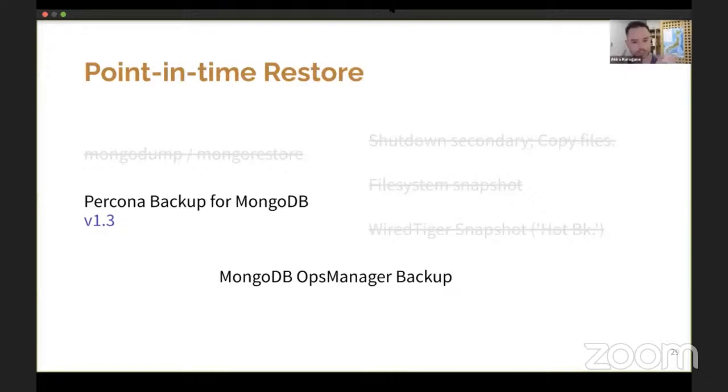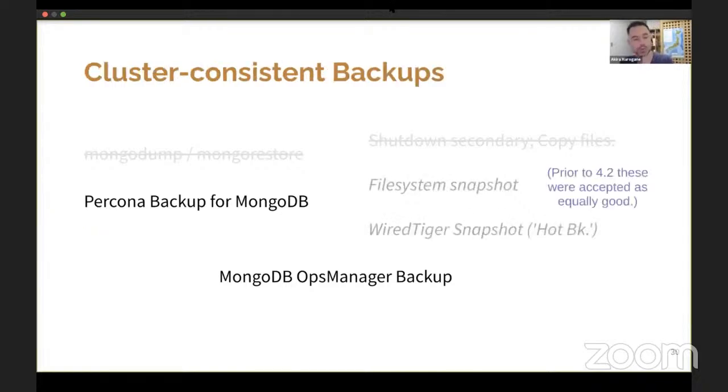Point-in-time restore is only available from two solutions, although if you are pretty good at shell scripting, you can do it yourself with a shell script too. That's also possible. But so far as it's built into a system, this is only available for Percona Backup for MongoDB as of version 1.3. At the time of recording this, Percona version 1.3 is going through QA and it should be released soon. I believe it will be out by the time this is presented. MongoDB Ops Manager Backup has had point-in-time restore for a long time. Either of these two solutions, which will provide consistent backups for a cluster.